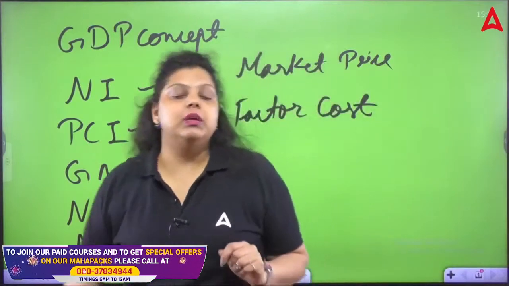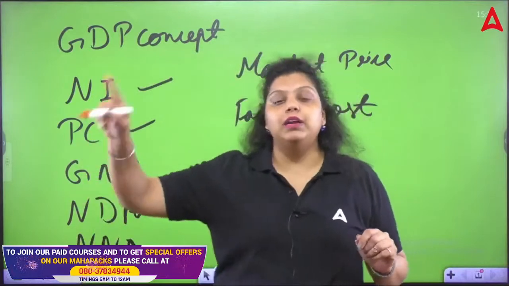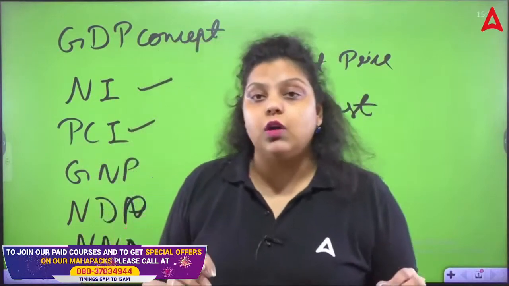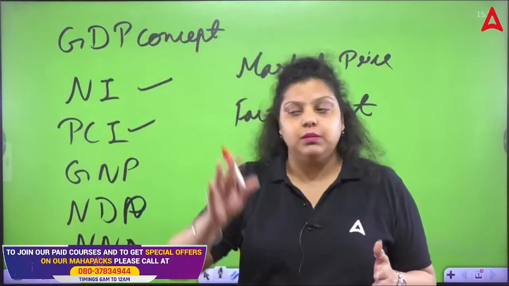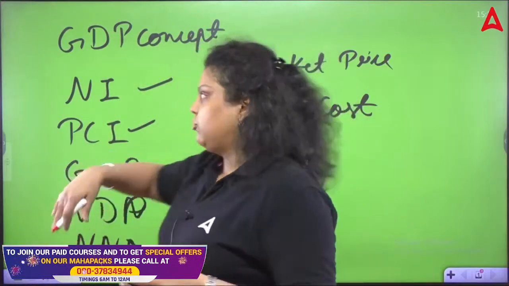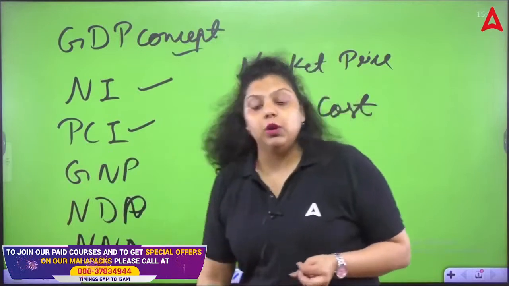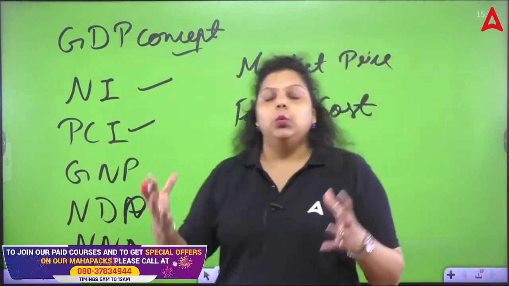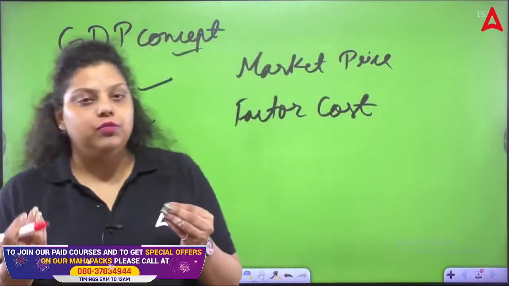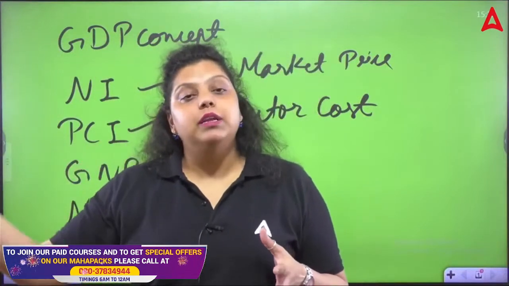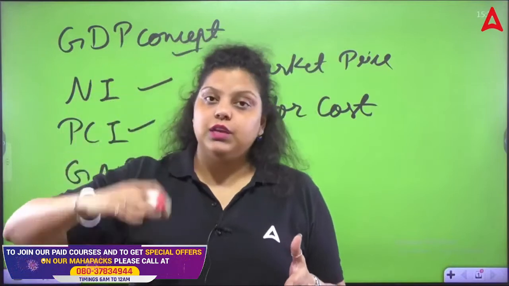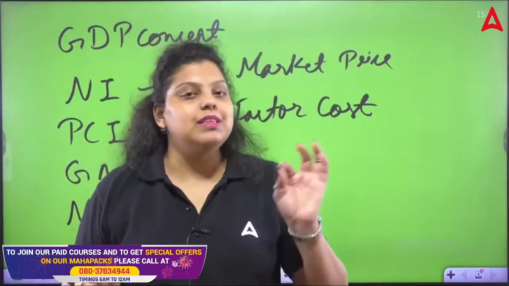What is GDP? GDP is simply the money value of all final goods and services that are produced within the geographical boundary of a country. Whether it is produced by an Indian or a foreigner doesn't matter, but it has to be produced within the geographical boundary. Now, GNP, gross national product. GNP means the money value of the production of all final goods and services produced by the citizens of a country within or outside the geographical boundary of a country.